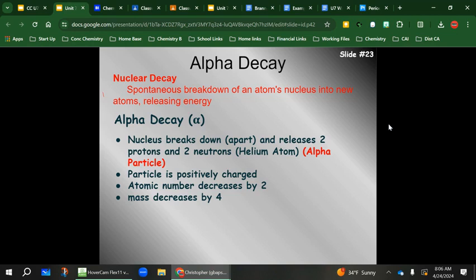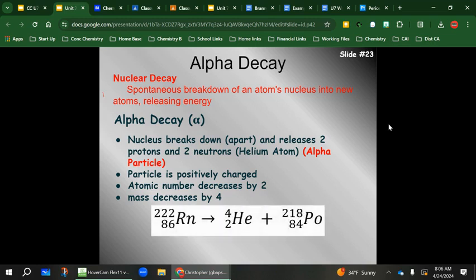Even lithium. I guess lithium could undergo alpha decay, but what would it become? Hydrogen. So lithium is the smallest atom that can undergo alpha decay because it is the smallest one that could lose 2. That doesn't mean it does. That only means that it could. Okay? Questions?